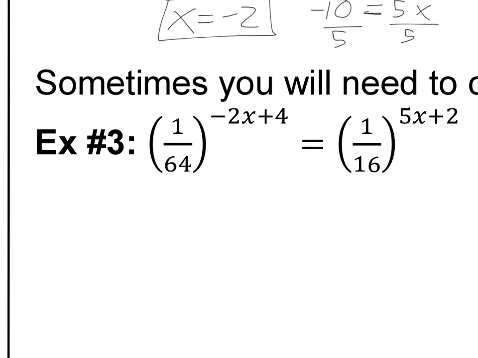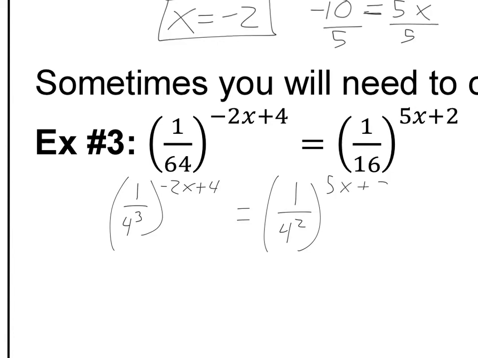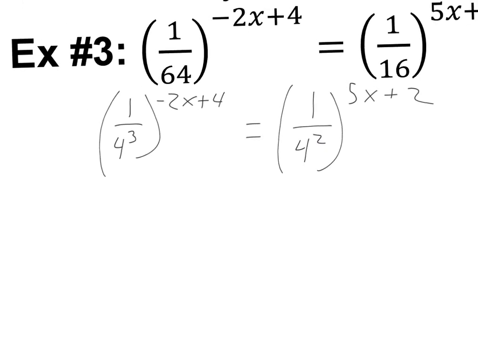So I'm trying to think, what is a number that I could write as an exponent that goes into either one of these numbers, just on the bottom for now, and I'm thinking 4. This is 4 cubed, and this is 4 squared. So let's just go ahead and do that. We're going to try and get to common bases of 4. So I got 1 over 4 cubed to the negative 2x plus 4, equals 1 over 4 squared to the 5x plus 2. And now remember, if it's on the bottom, I can get the reciprocal by just making the exponent negative. So we can actually get this even closer.